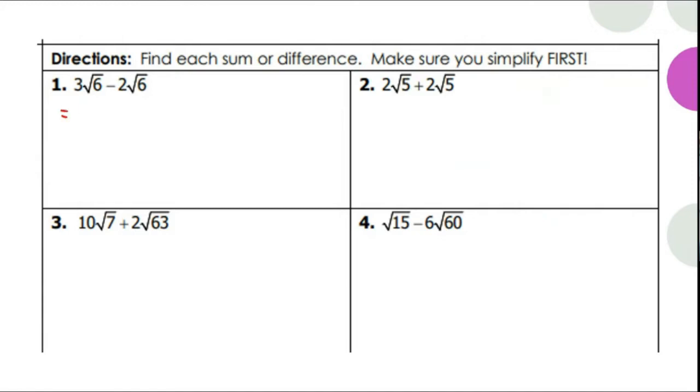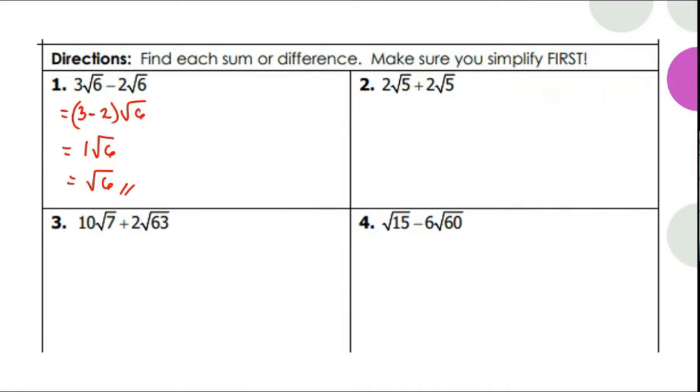The same as what we did when we are combining polynomials, they need to be similar for us to combine them. So we just need to have 3 minus 2, and then copy square root of 6. So 3 minus 2 is 1, square root of 6. Therefore, the final answer is just square root of 6. If the coefficient is just 1, we will no longer write 1 as a coefficient. So we will just have square root of 6 as our final answer.